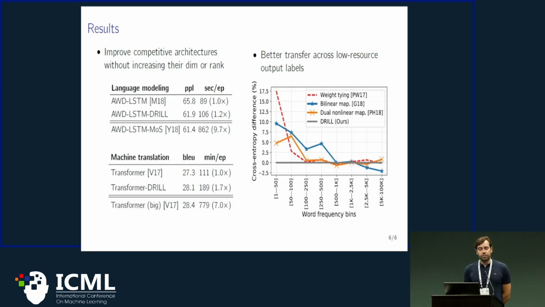Finally, we find that we are able to better transfer across low resource outputs, as we can see on the right-hand side, by plotting the cross-entropy difference between our method and the previous ones over different word frequency bins.